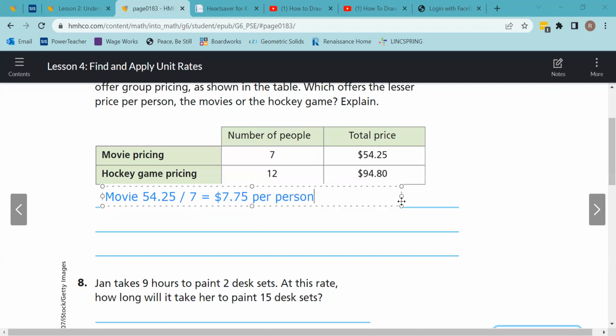The hockey game, we've got the price, and you're dividing up the price. You're not dividing the people, dividing the price by those 12 people.